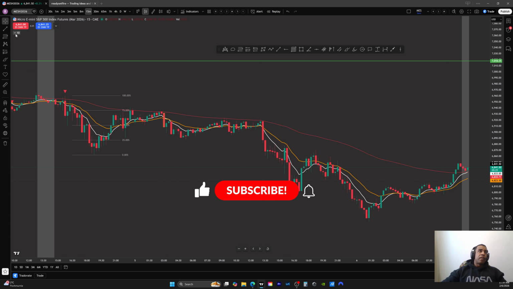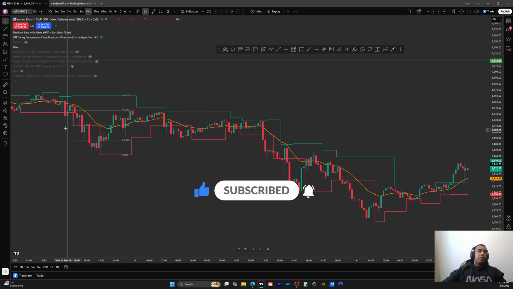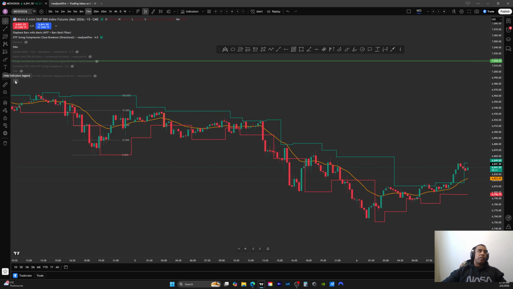The other indicator that I'm using is this one right here. This one triggers when the range is compressed, right? Like over here, this line is measuring the high and the low of the range, right? And once, let me see if I can see an entry over here.